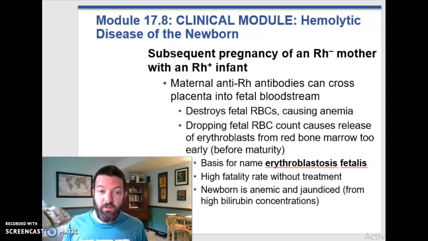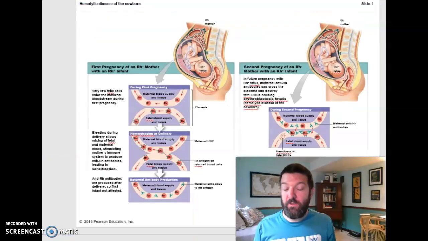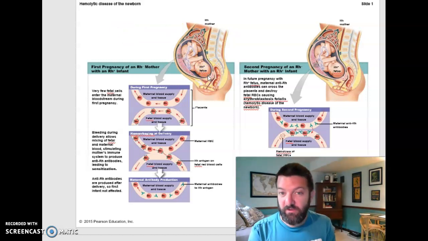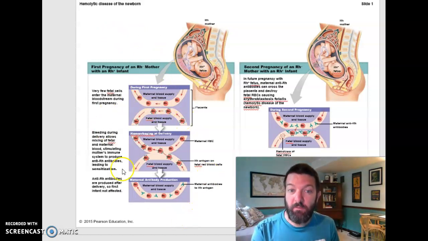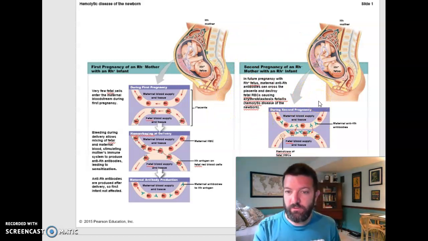And if it happens, those antibodies from mom will move across the placenta into the fetal bloodstream and will attack the fetus's red blood cells, causing anemia. The red blood cell count will drop, and that can be fatal for the fetus without treatment. And this is a pretty good figure from your book showing that during your first pregnancy, again, if the mother is Rh negative and the developing infant is Rh positive, during the pregnancy, there's typically not much mixing of the blood, but there often is during the birth. And so the second pregnancy can cause issues.